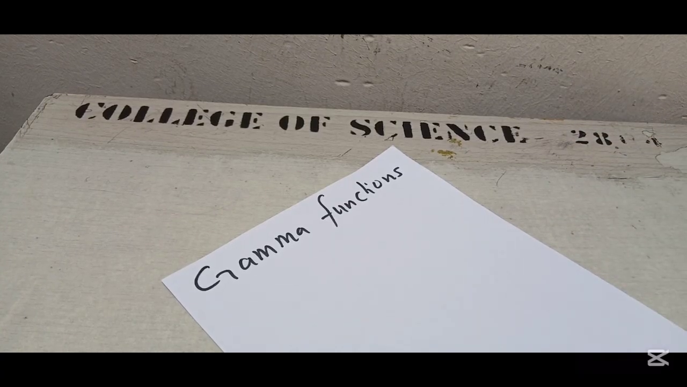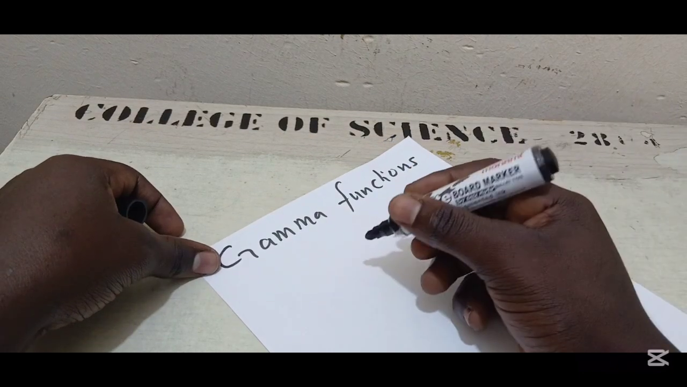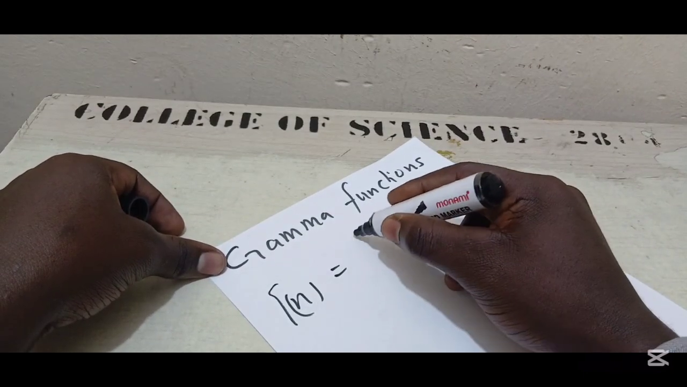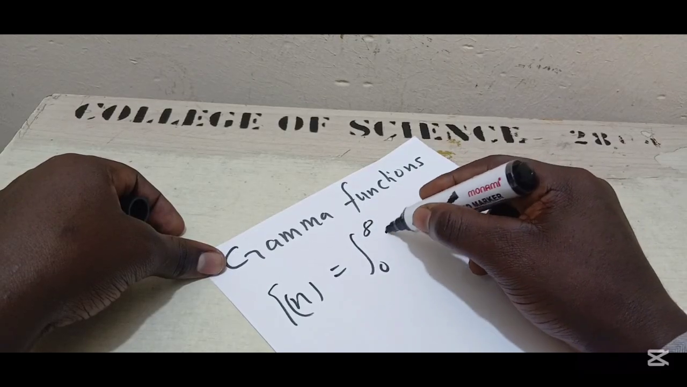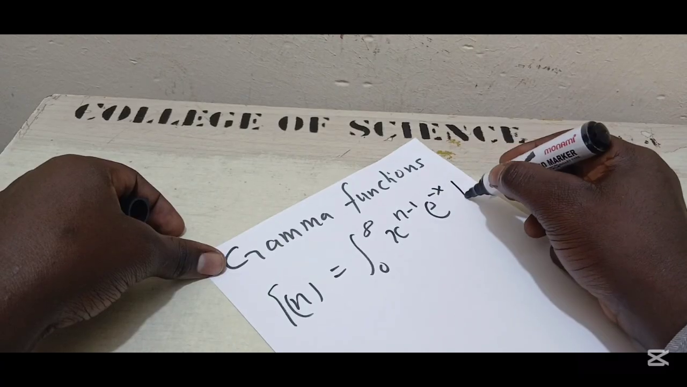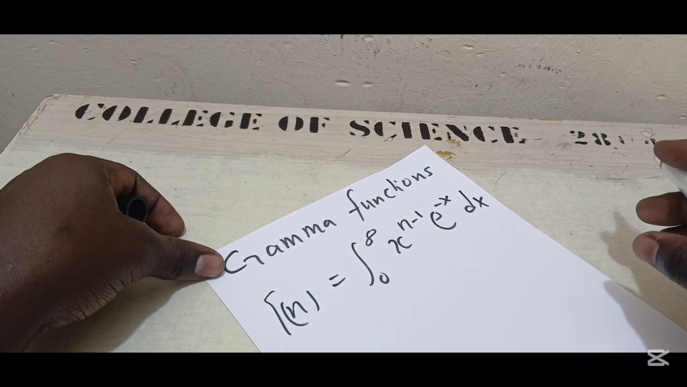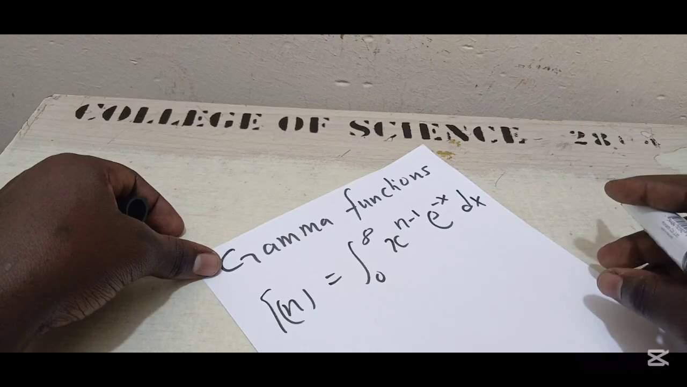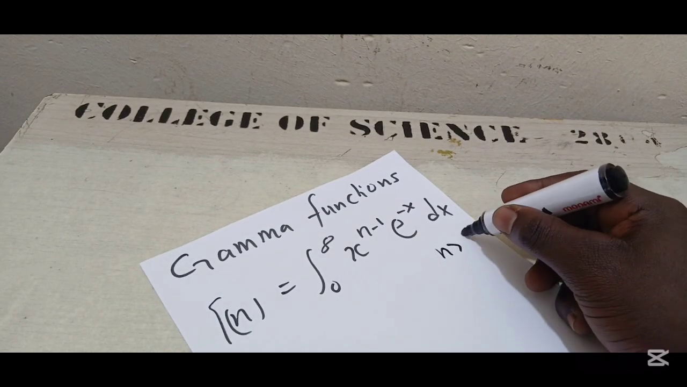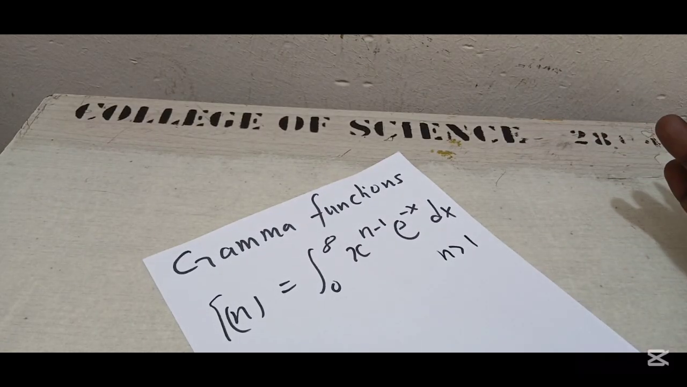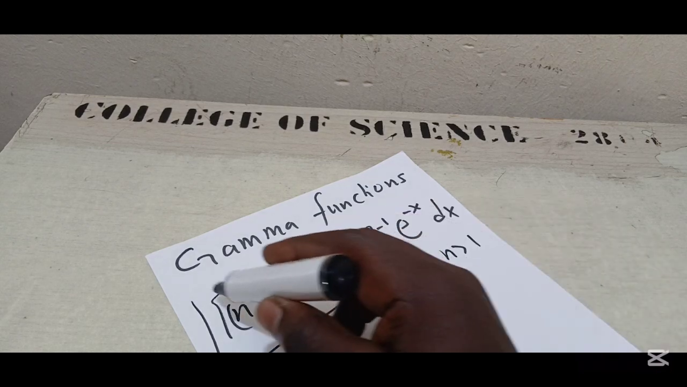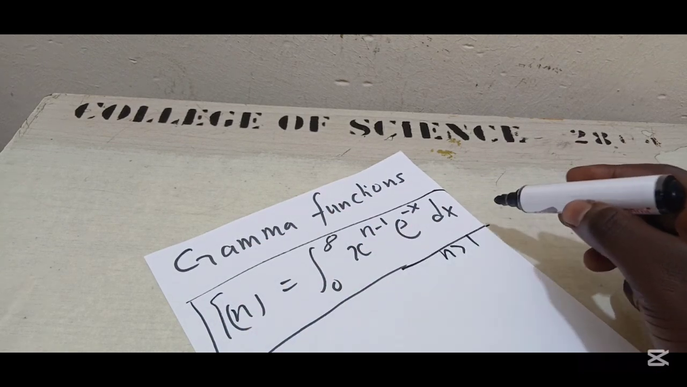So let's continue. The general gamma formula is of the form gamma n equals the integral from 0 to infinity of x to the power n minus 1 times e to the power minus x dx. This is the general formula for gamma functions, where n is greater than 1, and this function is convergent when n is greater than 1. So there is a need to keep this formula in mind very well.